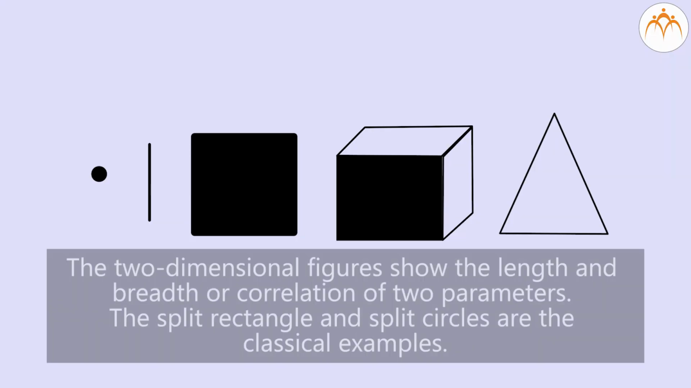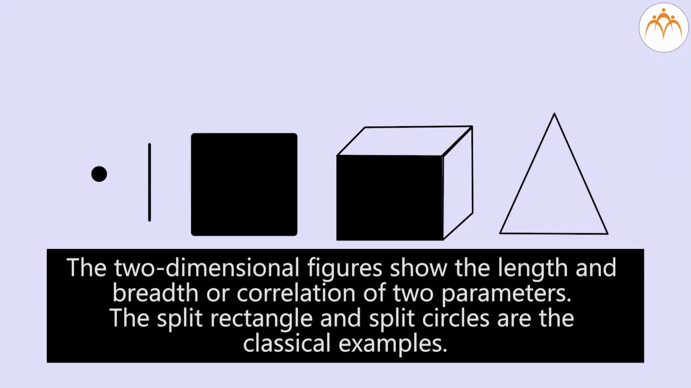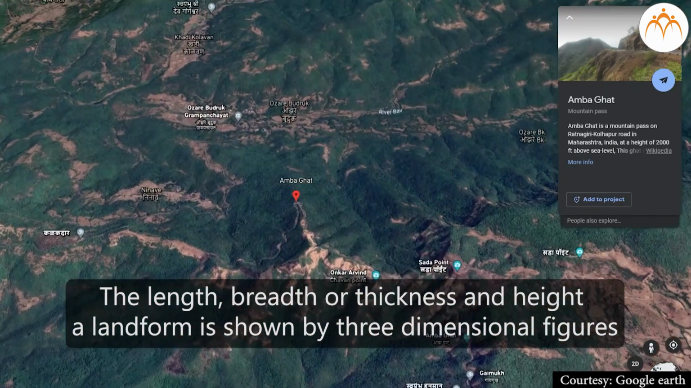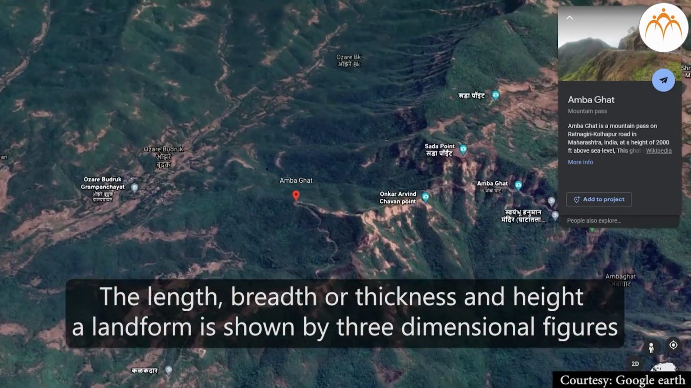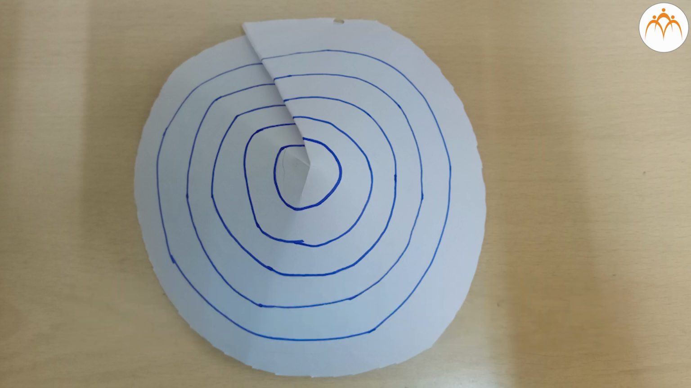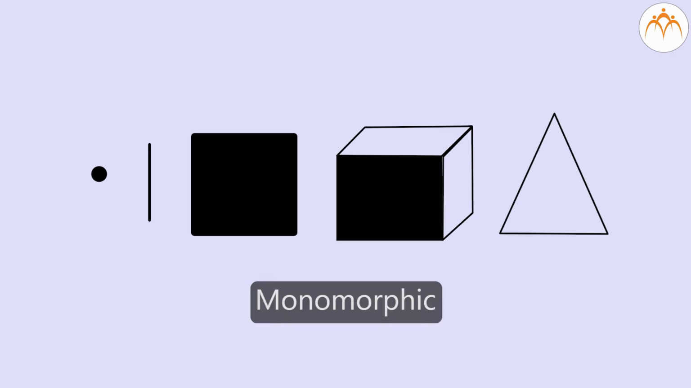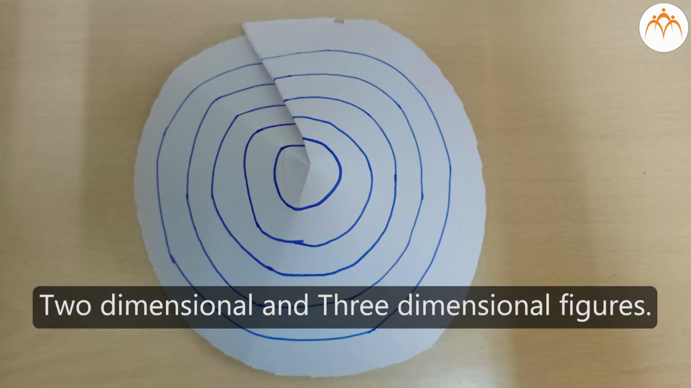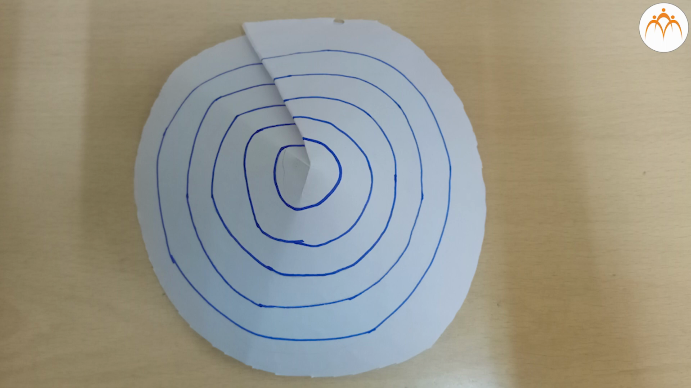The two-dimensional figures show the length and breadth or correlation of two parameters. The split rectangle and split circles are the classic examples. However, the length, breadth or thickness and height of a landform is shown by three-dimensional figures. At this stage, you have understood the concept of monometric, two-dimensional and three-dimensional figures. Now, explain the figures shown in the box to your friends.